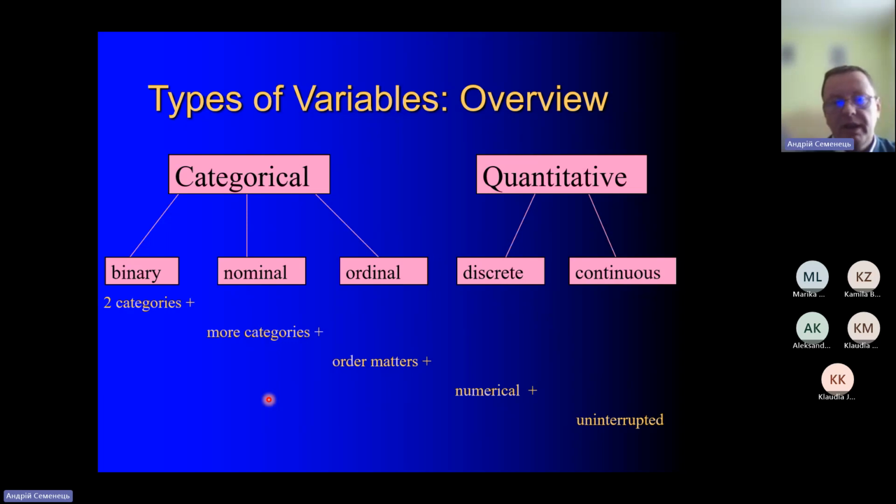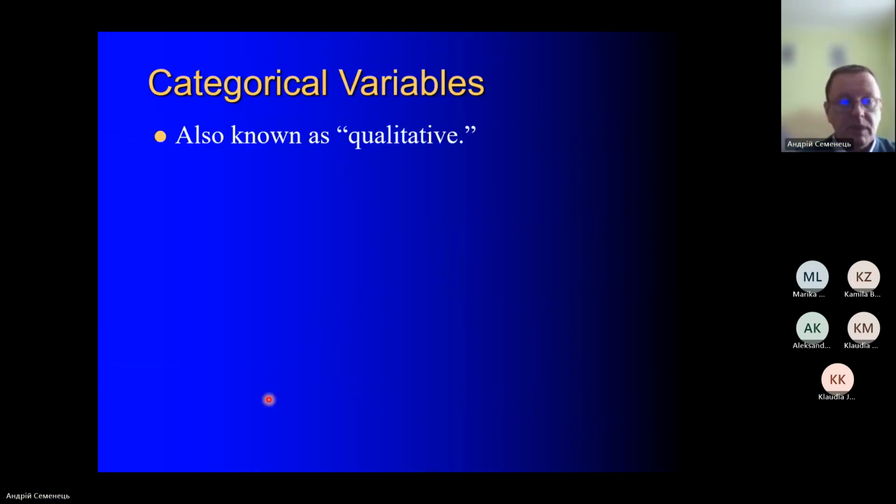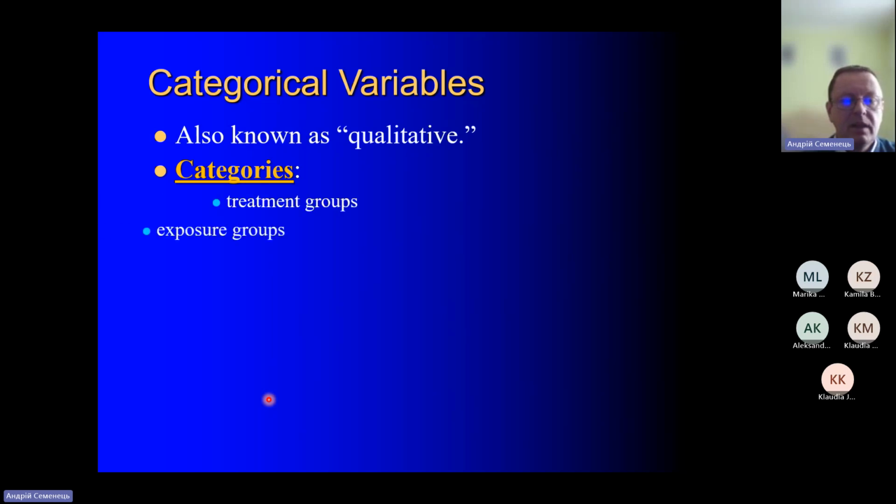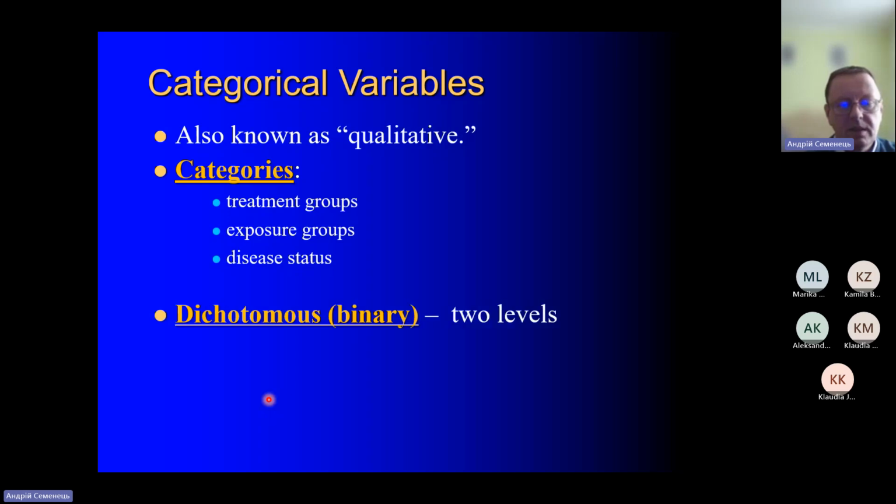And only quantitative variables, when we talk about quantitative assessment, we talk about usage of numerical or even uninterrupted information streams. So in more detail, about qualitative or categorical variables we can split. So, for example, here we can talk about treatment group, exposure group, disease status, etc. As I already said, binary or dichotomous groups have two levels, like treatment, placebo, yes, no, and etc.